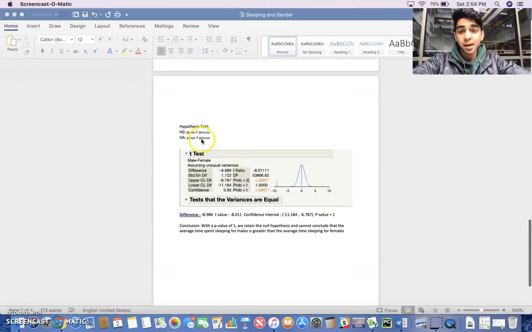So for the t-test, my null hypothesis was that the average time spent sleeping per week for males equals the average time spent sleeping per week for females. And my alternative hypothesis was that the average time spent sleeping per week for males is greater than the average time spent sleeping per week for females.